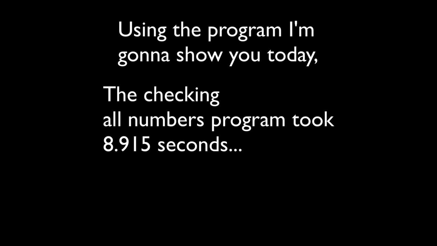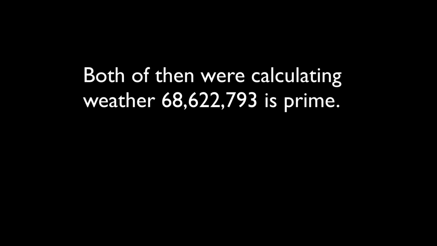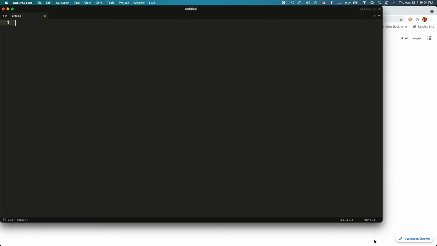Using the program I'm going to be showing you today, the checking all numbers program took 8.915 seconds, but the square root program took 0.01 seconds. Both of them were calculating whether 68,622,793 was prime. So let's bake this program.